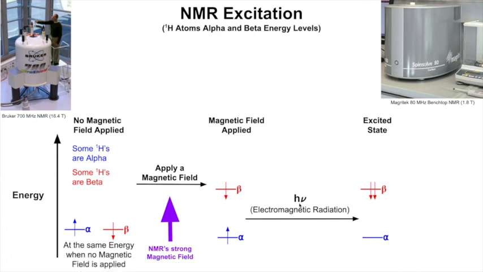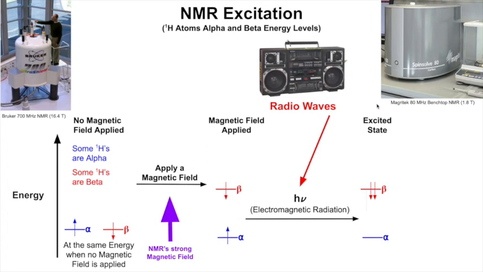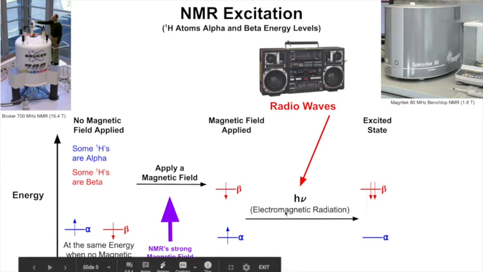And what kind of energy is this? What kind of electromagnetic radiation? Radio waves, that's what we just finally worked up to. So it's radio waves that cause NMR excitations and give us our spectra.